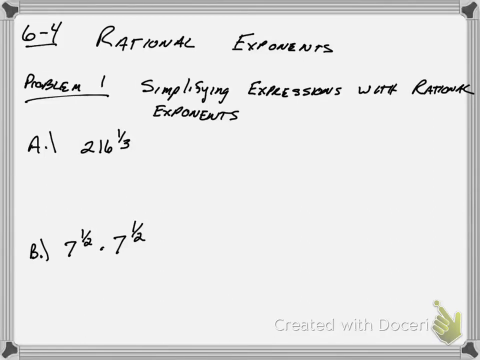6-4 is about rational exponents. There's no difference here than what we've been doing. It's just they write it differently. Like 216 to the 1/3 power is the same thing as getting the third root of 216. Again, punch it in your calculator, you end up with 6. So again, it's understanding what the roots are when you have a fractional exponent.